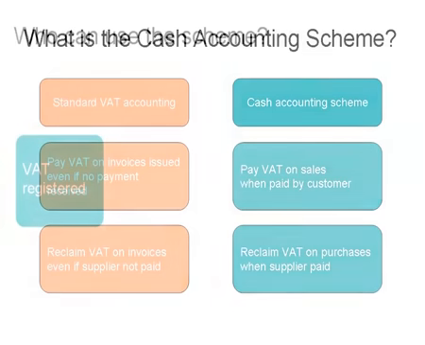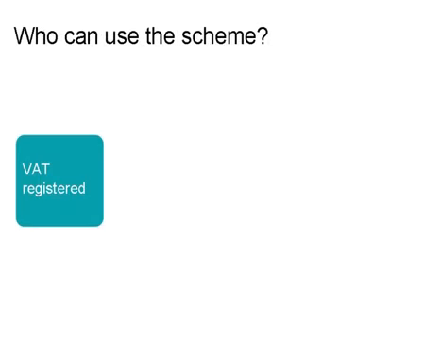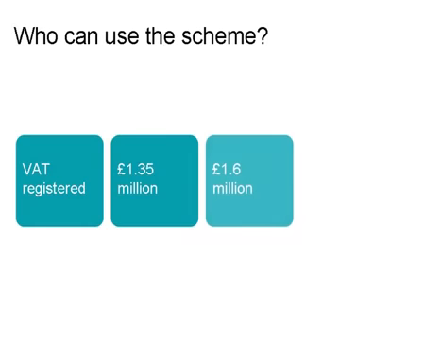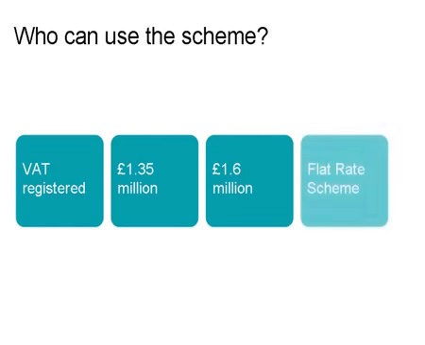You can use the scheme if your business is registered for VAT, and if your estimated VAT taxable turnover during the next year is not more than £1.35 million. You can continue to use the scheme until your turnover goes above £1.6 million. Although some of the accounting schemes can be used together, you can't actually use cash accounting if you use the flat rate scheme, which we'll be looking at shortly.